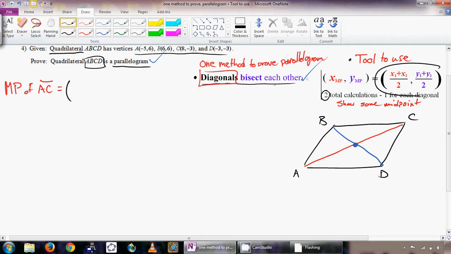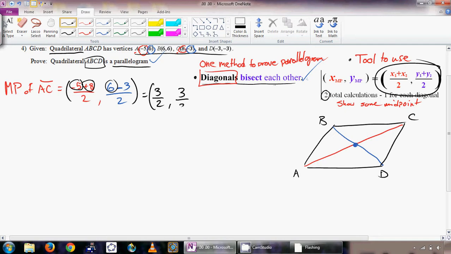The midpoint formula, this formula right here. At my axis, I'm looking at x values. Well, this is going to be the point. This point here, that midpoint, is going to be 1.5, comma 1.5.